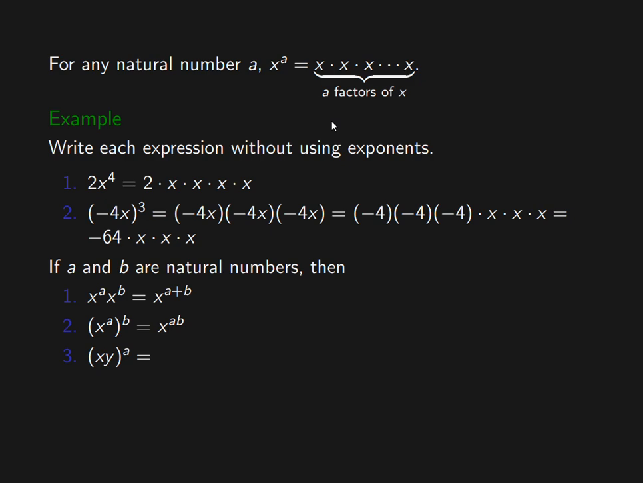(xy) to the power of a is x to the power of a, y to the power of a. And lastly, (x divided by y) to the power of a is x to the power of a divided by y to the power of a. And since division by 0 is undefined, we add the condition that y is different from 0.